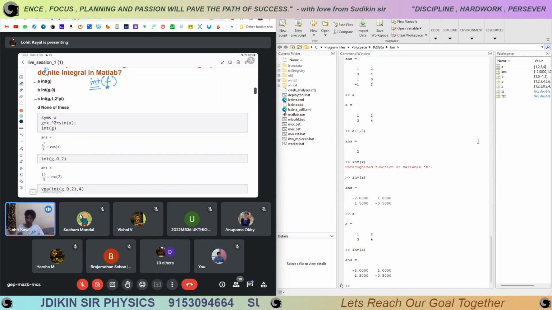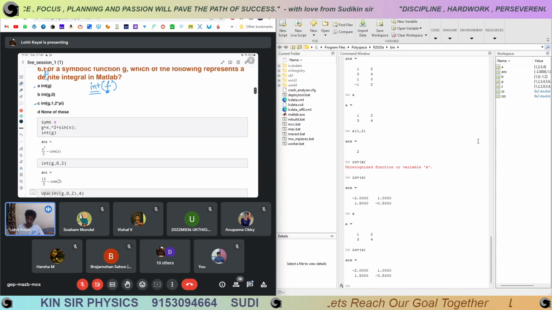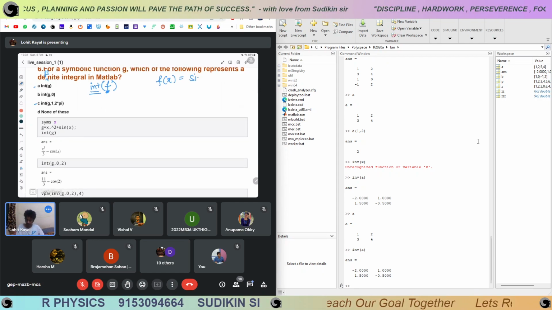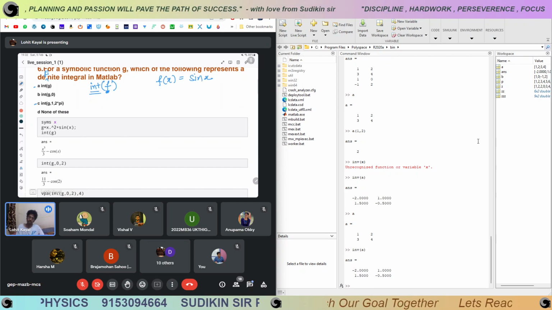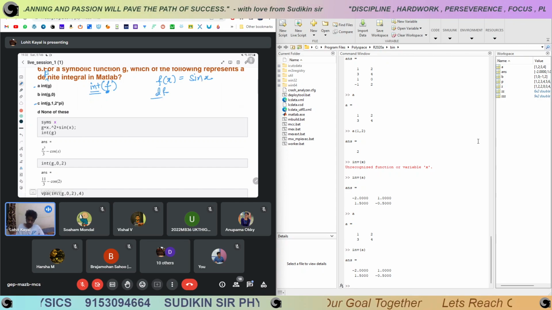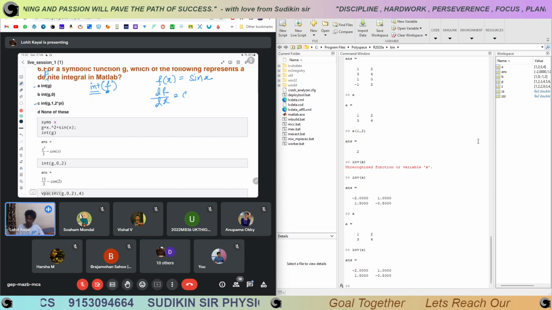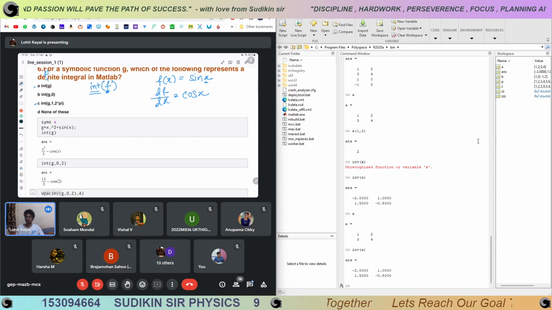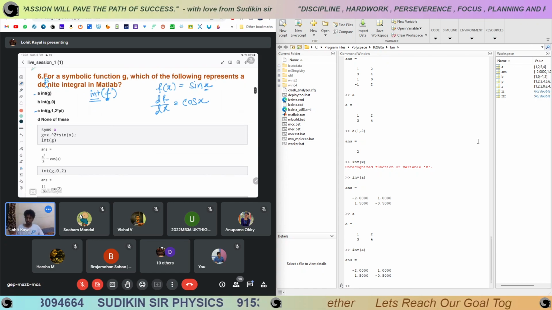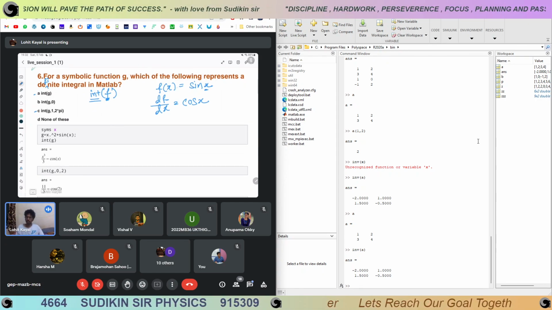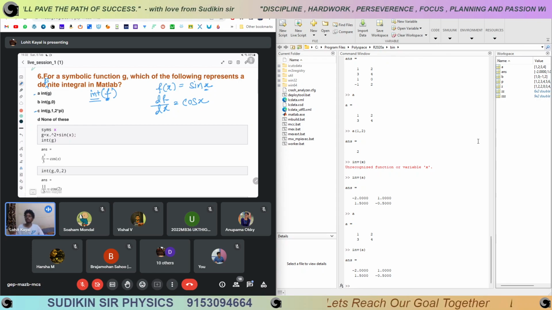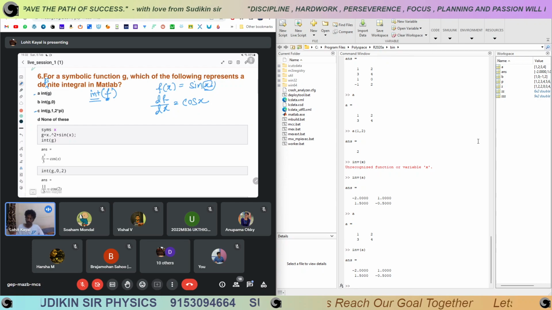Symbol means, suppose you have a function f of x equal to sin x. Now what is df dx? df dx is equal to cos x, obviously. Now here x is a symbol. We don't have any number here. I am writing a function f of x is sin x, and I am differentiating it, and it is giving me the result cos x. Here I am treating x as a symbol.